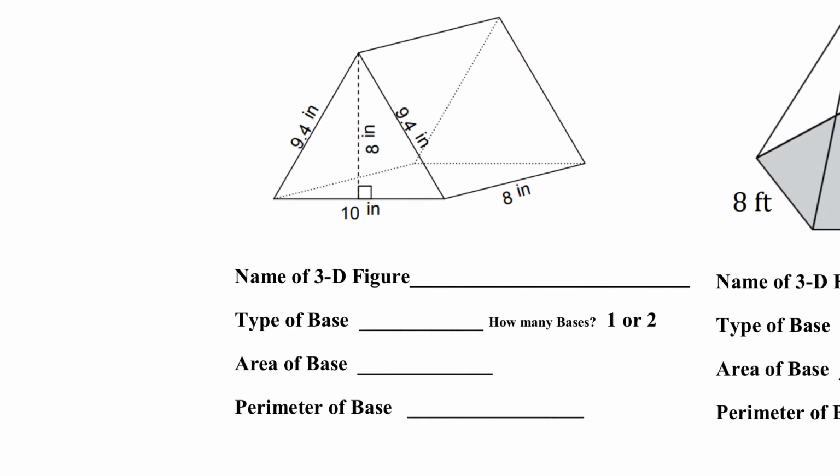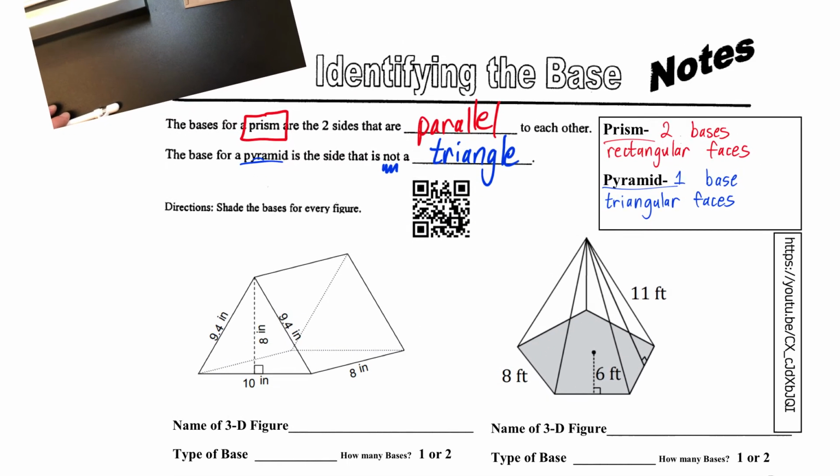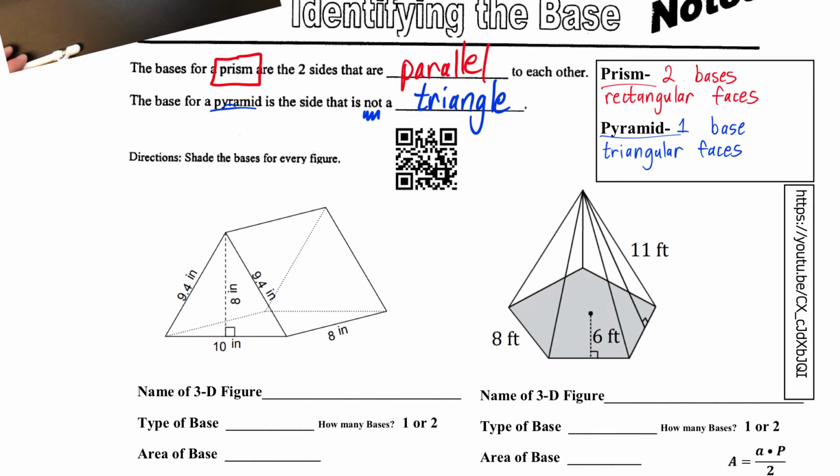Wait, I have a question. Isn't there that other different type of pyramid where it's like a square base at the bottom, like the Egyptian ones? Okay, that's just a pyramid, and we're going to look at that type of pyramid.